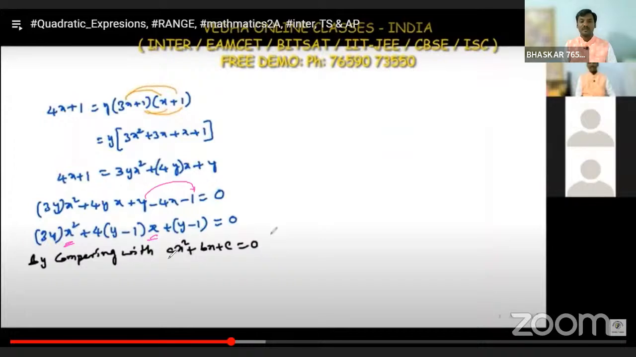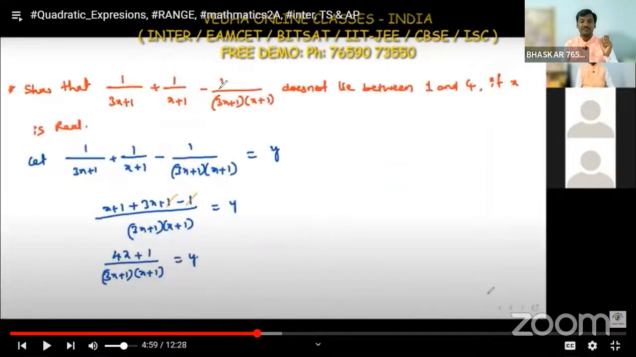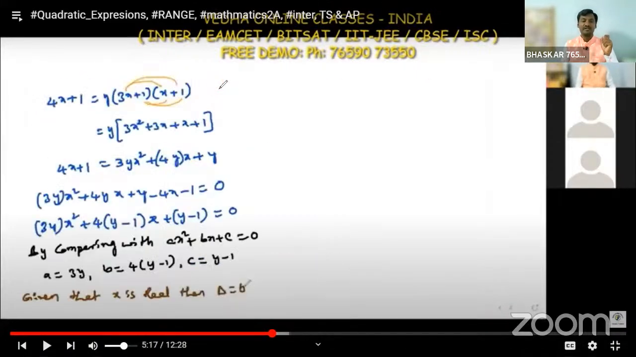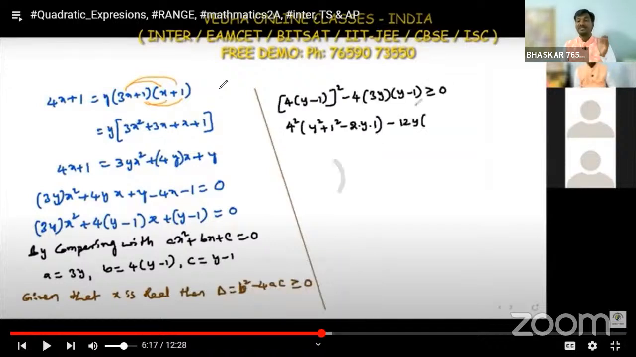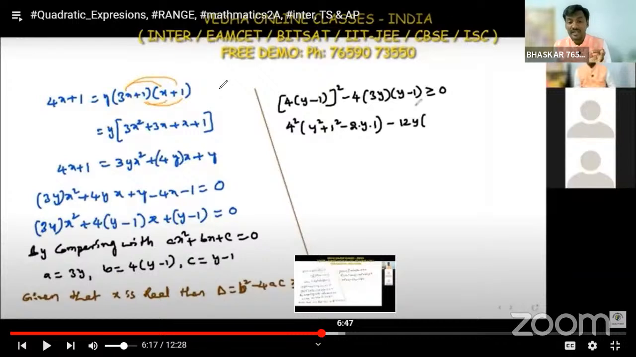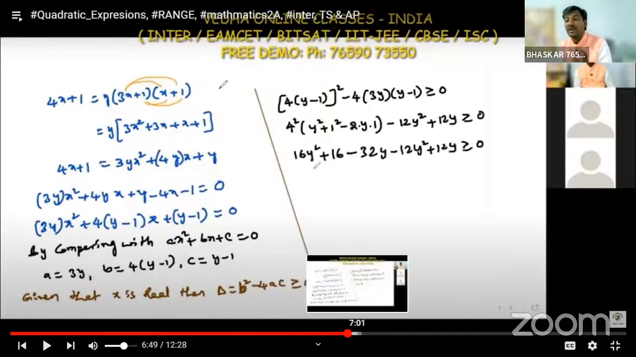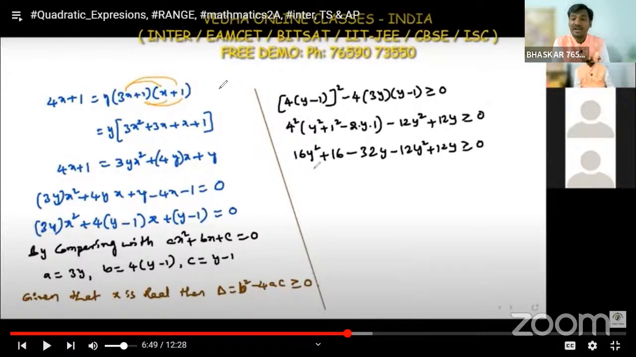So we are comparing with ax square plus bx plus c is equal to 0, by comparing with the general equation. Then what we get here: the a value, the x square coefficient, is 3y; the x coefficient b is 4 into (y minus 1); c is y minus 1. And given that x is real, if x belongs to R, then the discriminant b square minus 4ac is always greater than or equal to 0.